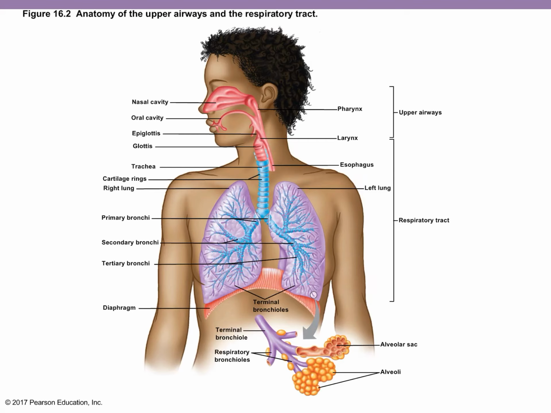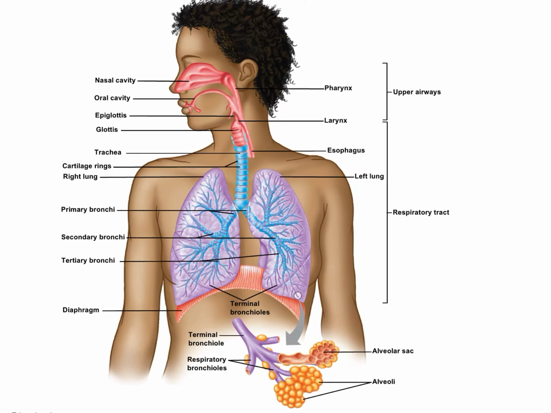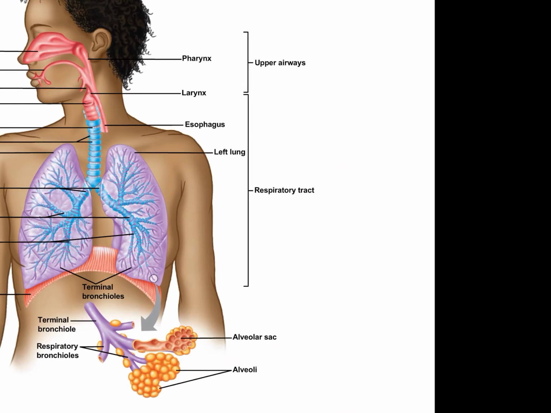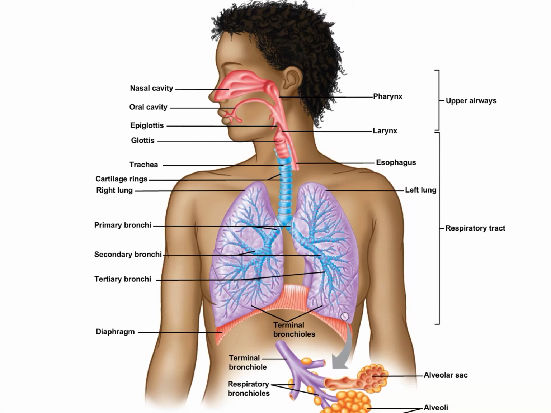In anatomy, you learned upper and lower respiratory system, but in physiology, we're going to talk about conducting zone and the respiratory zone because we are concerned about exchanging gases. So the conducting zone is just the part of the respiratory system that does not exchange gas.